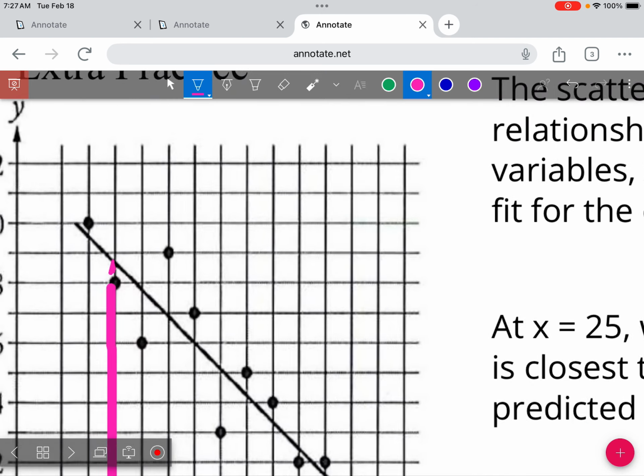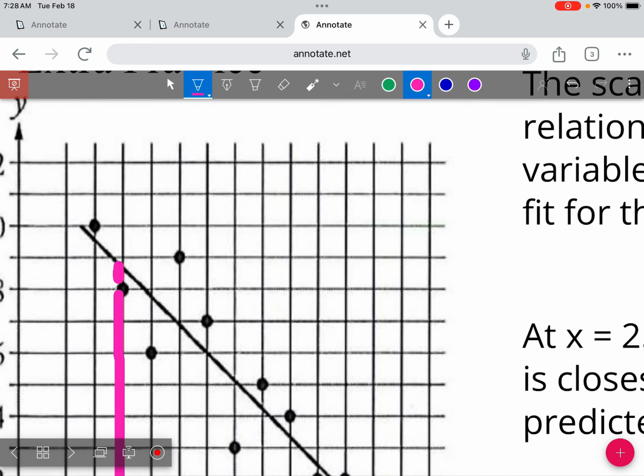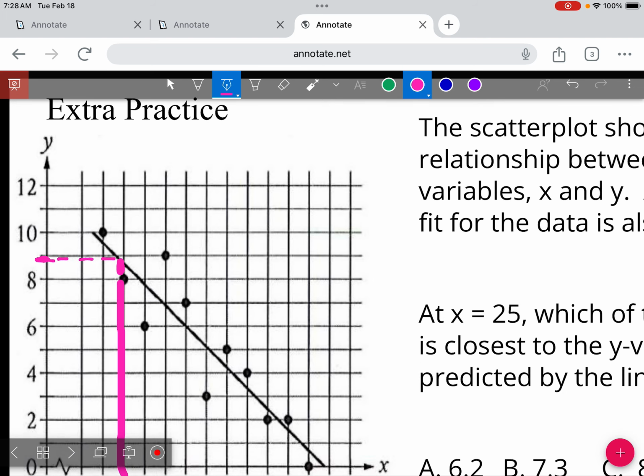So there's a dot right at 8, but I'm not looking at the dot actually. I'm actually trying to look up here at the line. So our line is going to be right over here somewhere. So we expect this to be between 8 and 9, maybe closer to 9, because we want the point that's on the line right about here. So which of these values down here, A, B, C, or D, is closest to what we expect the line's value to be there?